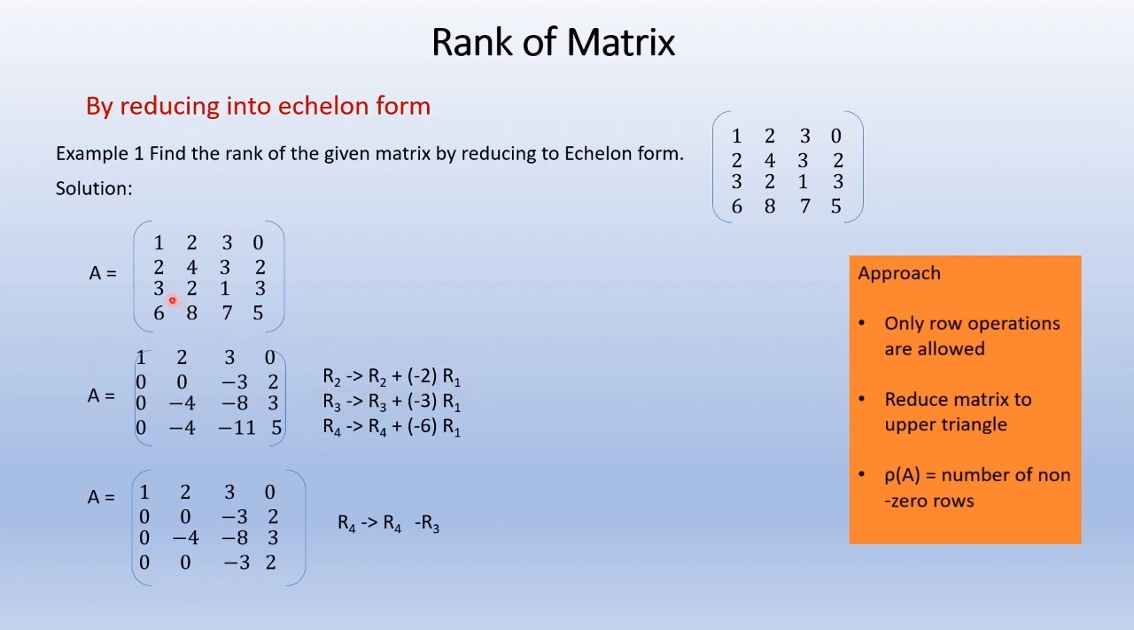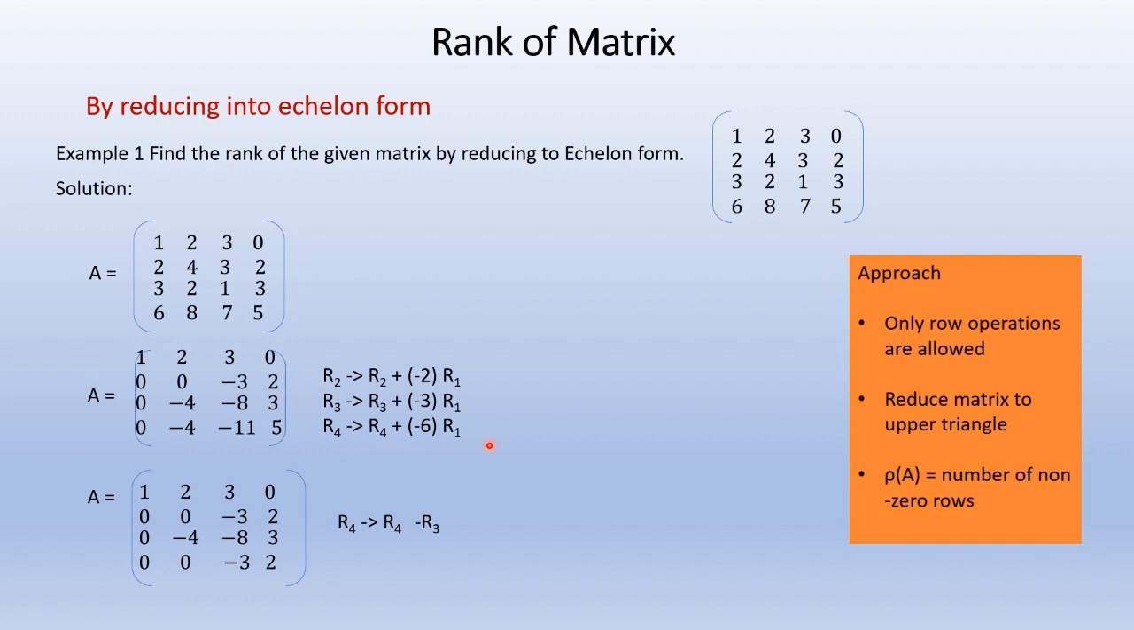R2 is transformed by adding minus 2 times R1 to R2: 2 plus minus 2 times 1 is 0, 4 plus minus 2 times 2 is 0, 3 plus minus 2 times 3 is minus 3, 2 plus minus 2 times 0 is 2. R3 is transformed by adding minus 3 times R1 to R3: 3 plus minus 3 times 1 is 0, 2 plus minus 3 times 2 is minus 4, 1 plus minus 3 times 3 is minus 8, 3 plus minus 3 times 0 is 3.